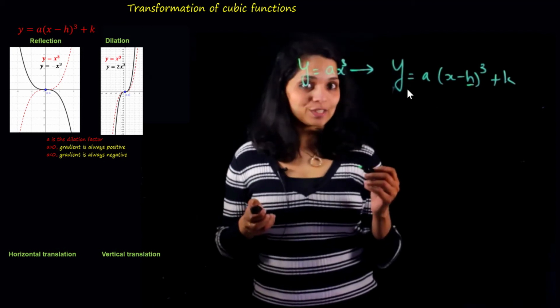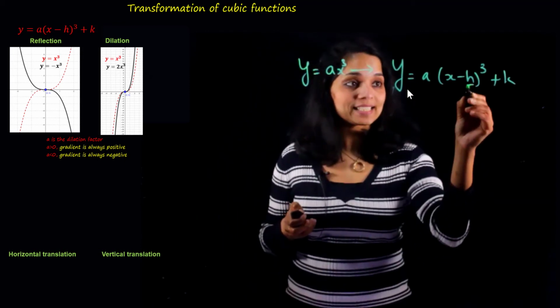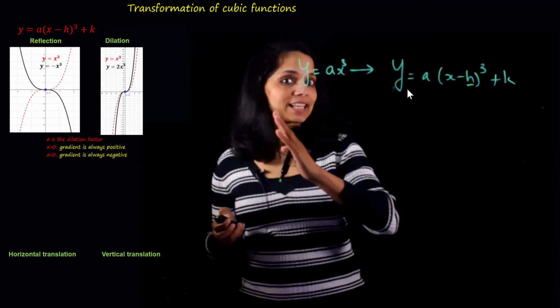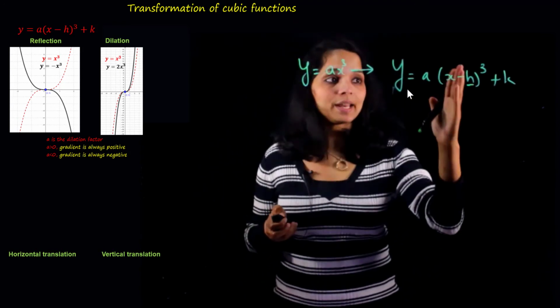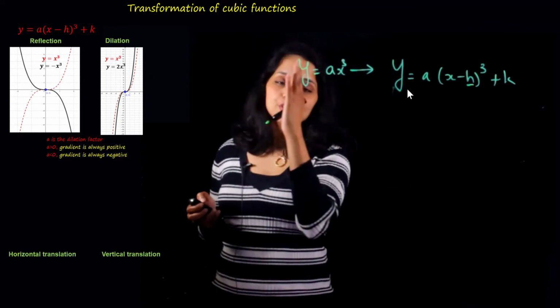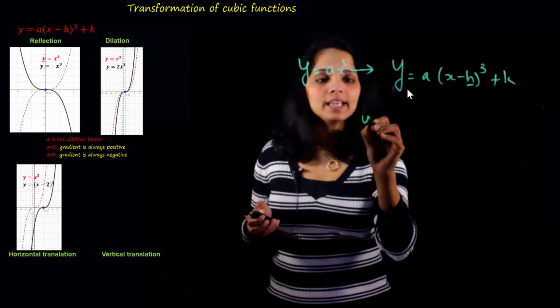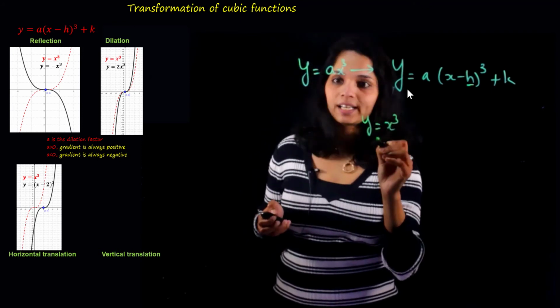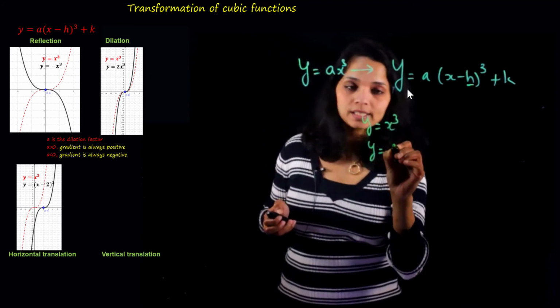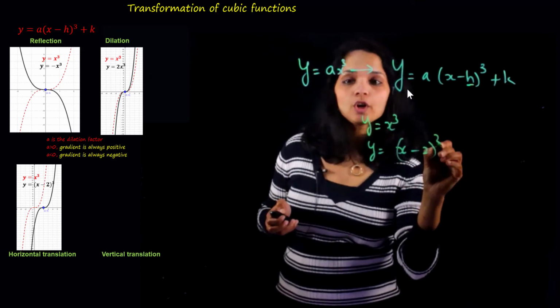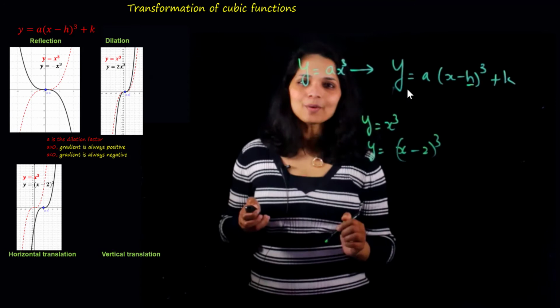Let's now look at the horizontal translation. The horizontal translation is determined by h. If h is positive, the graph is translated to the right by an amount h, and if h is negative, it's translated to the left. Let's have a look at an example. y equals x cube is the red one, and y equals (x minus 2) the whole cube is the black one. How does that differ?